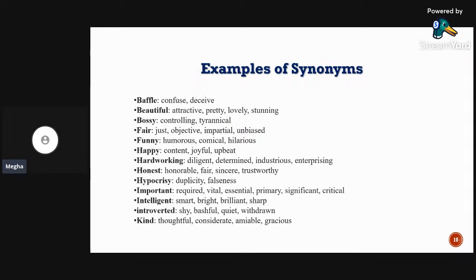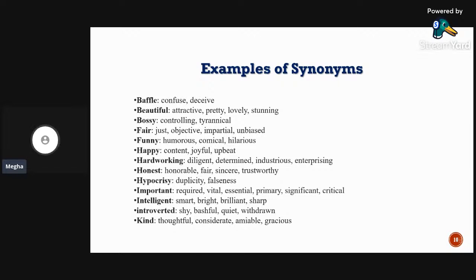Okay, so just read this out. Baffle can also mean confuse or deceive. Beautiful can also mean attractive, pretty, lovely, stunning. Bossy can also mean controlling, tyrannical. So just read, guys. Go through these.